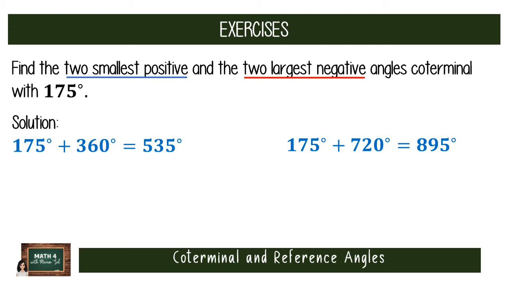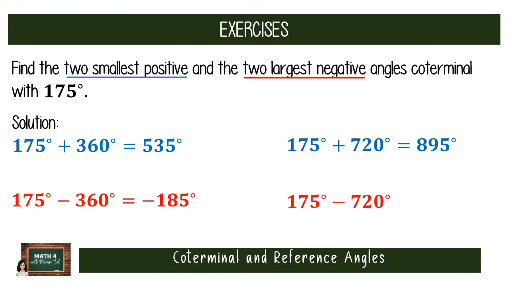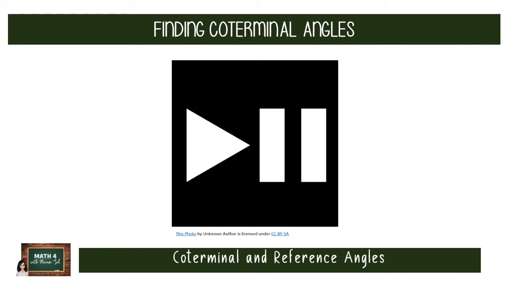Let's also have the two largest negative angles. So we have 175 degrees minus 360 degrees, and we get negative 185 degrees. Lastly, we have 175 degrees minus 720 degrees, and we get negative 545 degrees. You might want to pause this video again to proceed to the next concept and play it whenever you're ready.